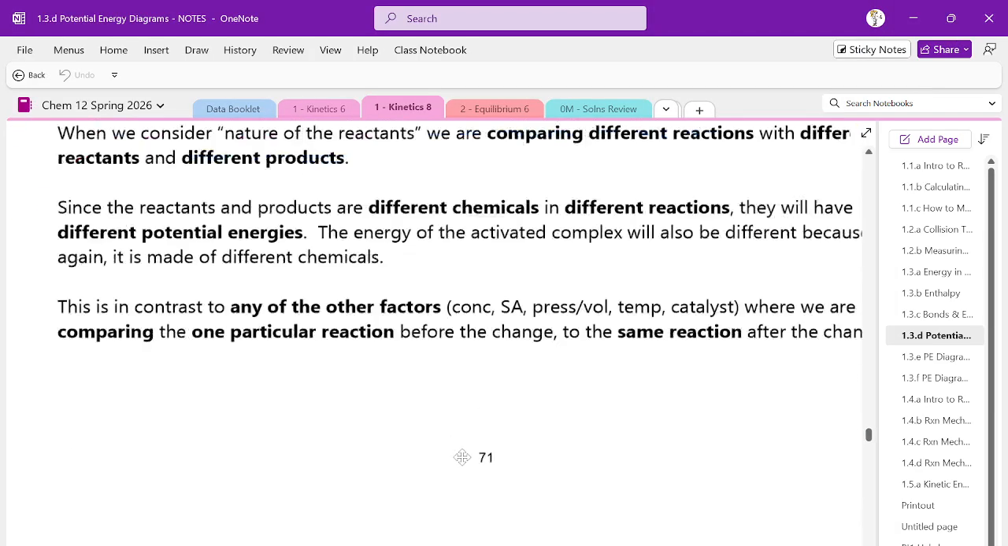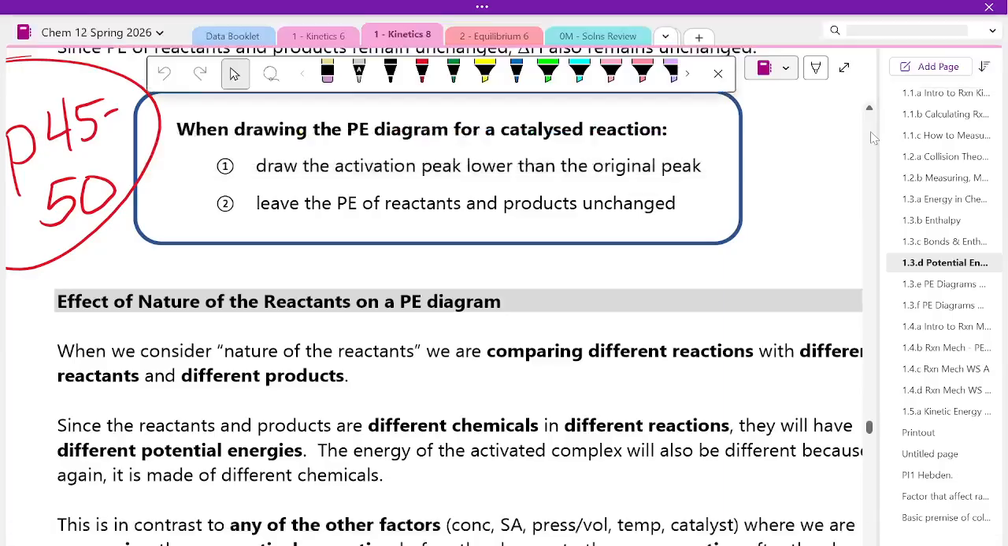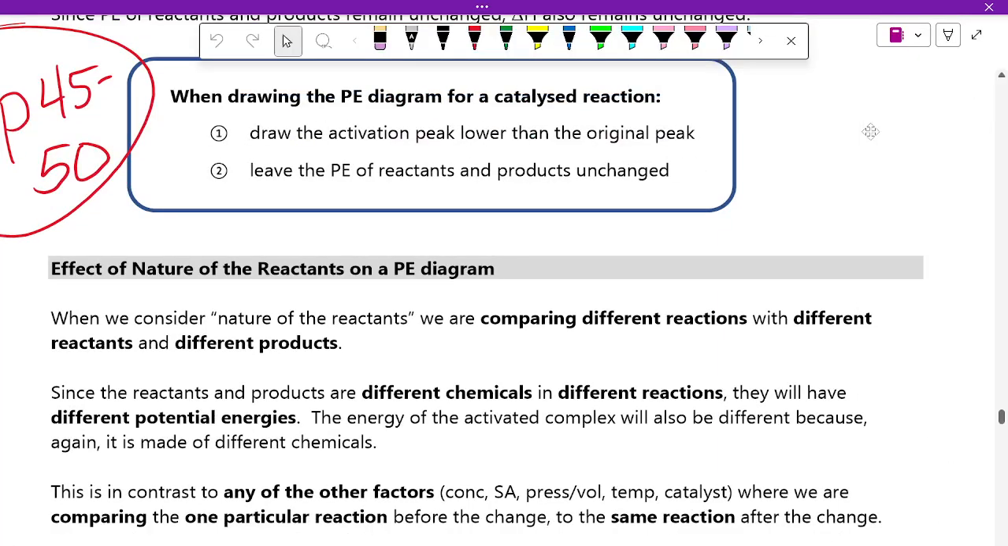And that is on page 71. Okay, when we consider the nature of the reactants, we are comparing different reactions with different reactants and different products.